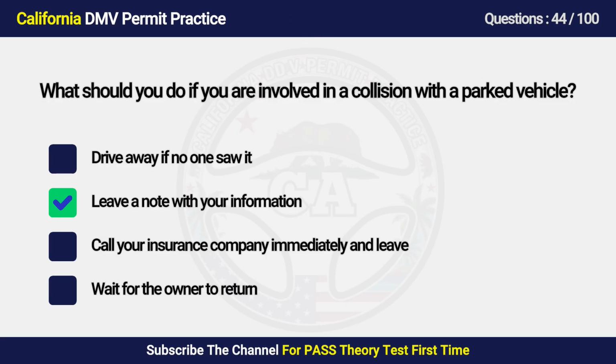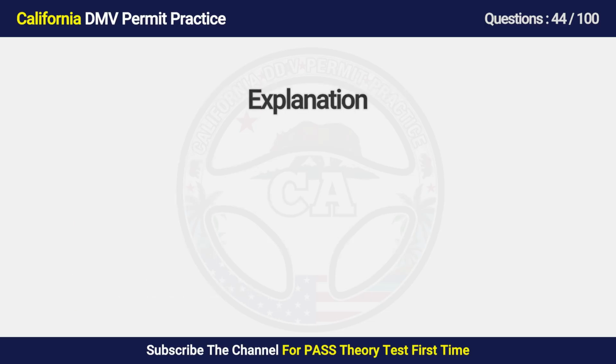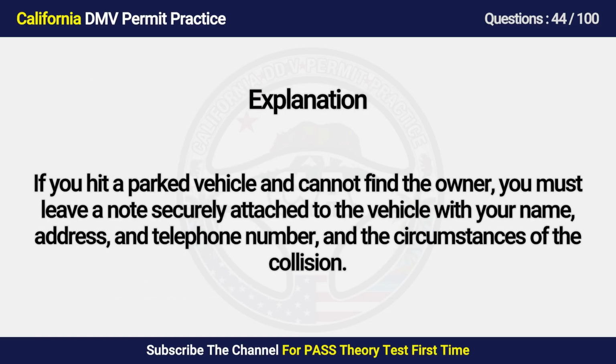Answer is B. Leave a note with your information. If you hit a parked vehicle and cannot find the owner, you must leave a note securely attached to the vehicle with your name, address, and telephone number, and the circumstances of the collision.